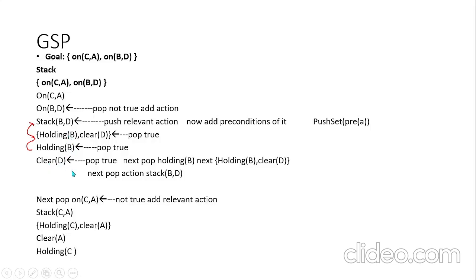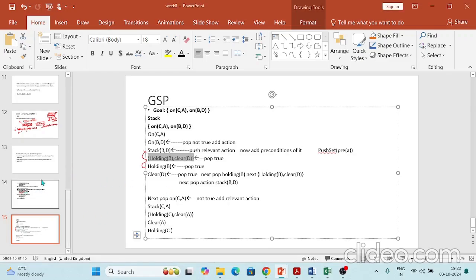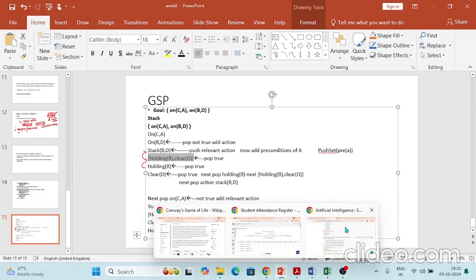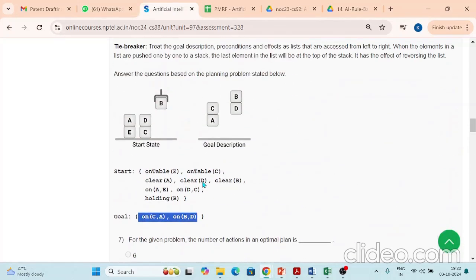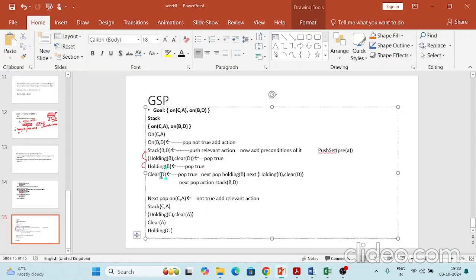Okay, now first clear D. You check whether it is there in the start state or not. If you go and see the start state, we'll see directly here. So this is our start state, clear D. So clear D is there in the start state. So true, pop true.